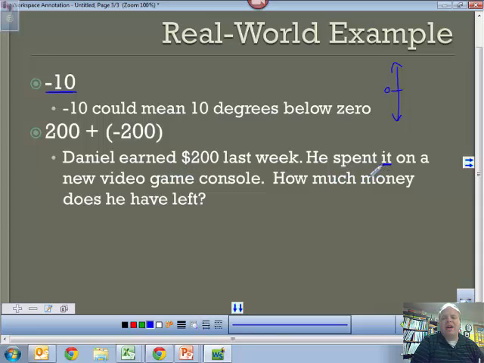If I look at what am I talking about, I talked about last week Daniel earned $200. Well, when I earn $200 and I spend it, then I have nothing left. Because of the additive inverse, I add the number plus the opposite, it equals 0. So he actually has $0 left.